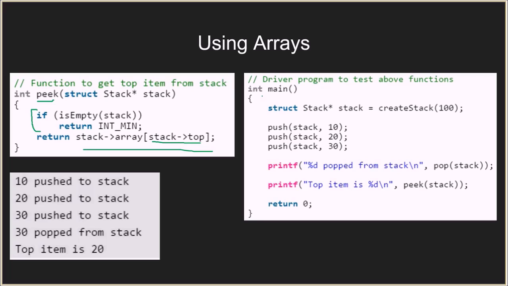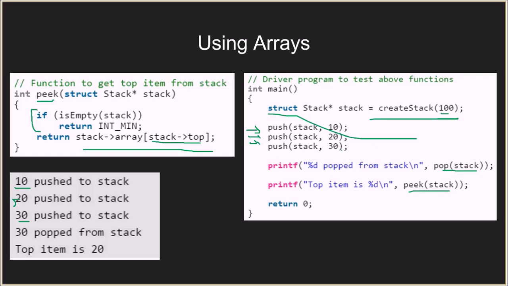So here we have a driver function to just test out all the things. Here we are creating the stack. We initialize the stack with the capacity as 100. Then we basically push 3 elements, 10, 20, and 30. So 10 is pushed to the stack, 20 is pushed to the stack, and 30 is pushed to the stack. Then we do a pop operation, and then we'll do a peek operation.